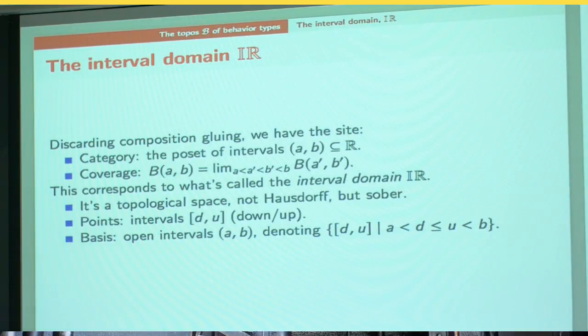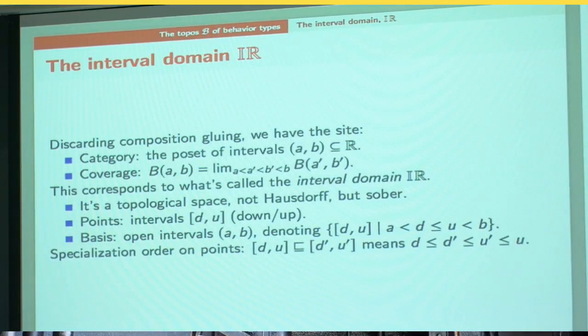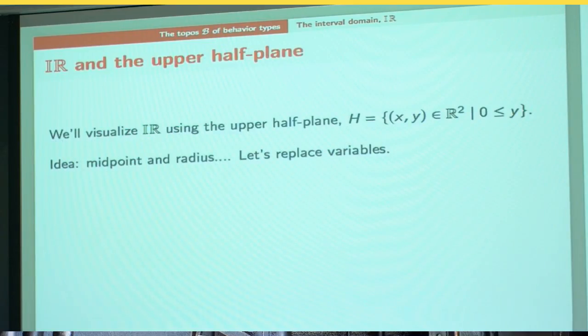This is called the Scott topology. And there's a specialization order on points, which says that one interval could be less precise than another interval. It's kind of a weird order that I don't like so much, but it is the usual order on the interval domain, and it says that this one is less precise than this one. Okay, so we're going to visualize the interval domain using the upper half plane.